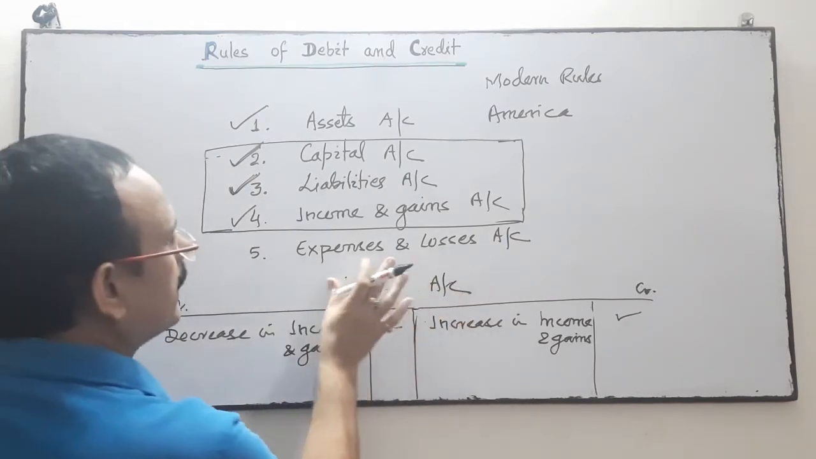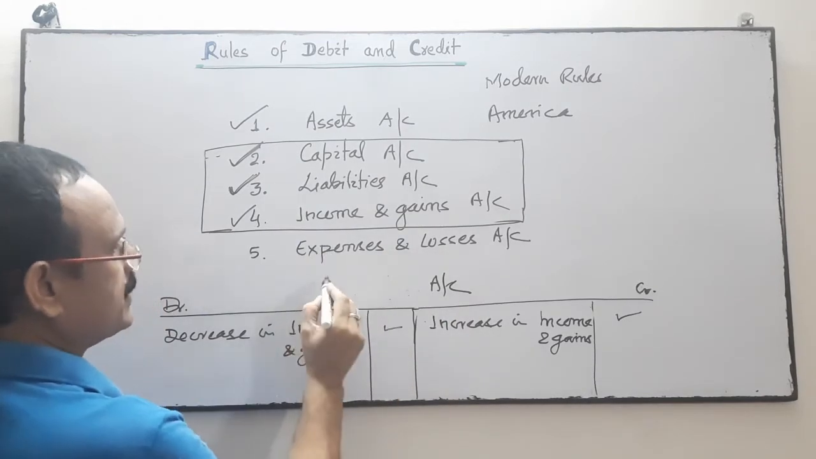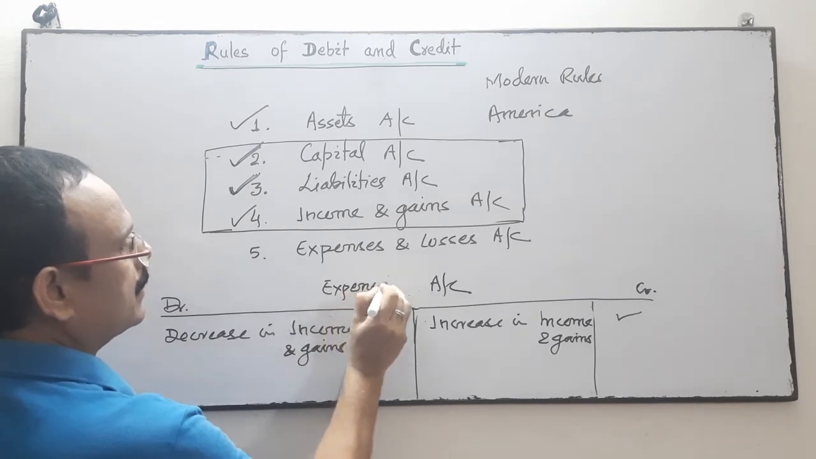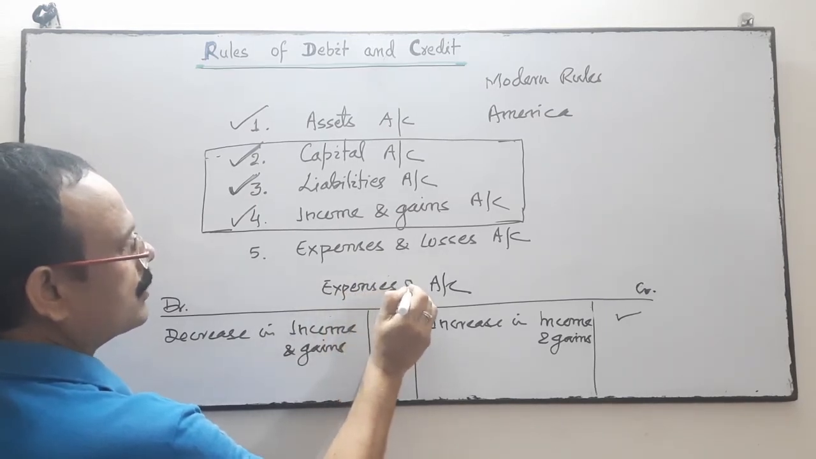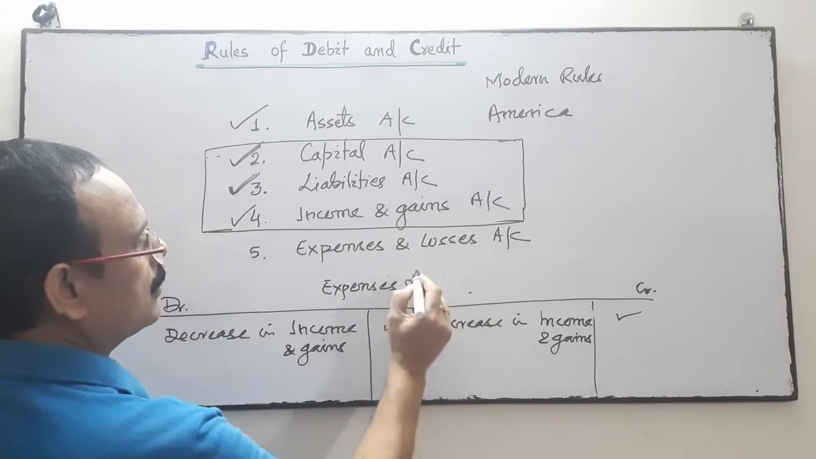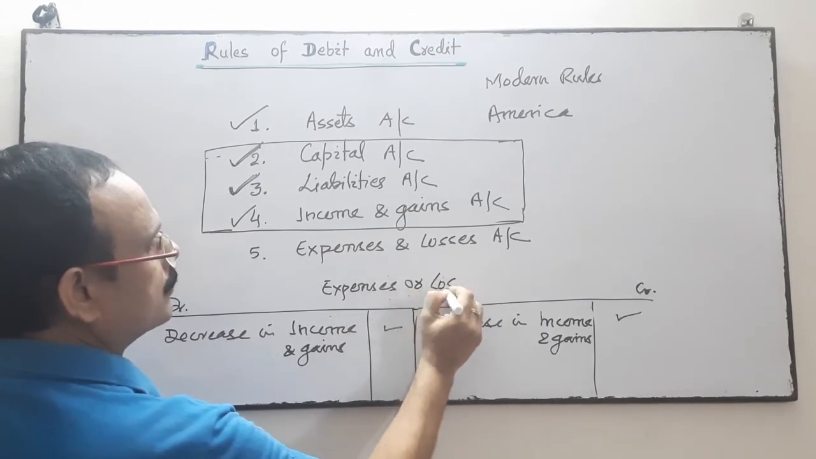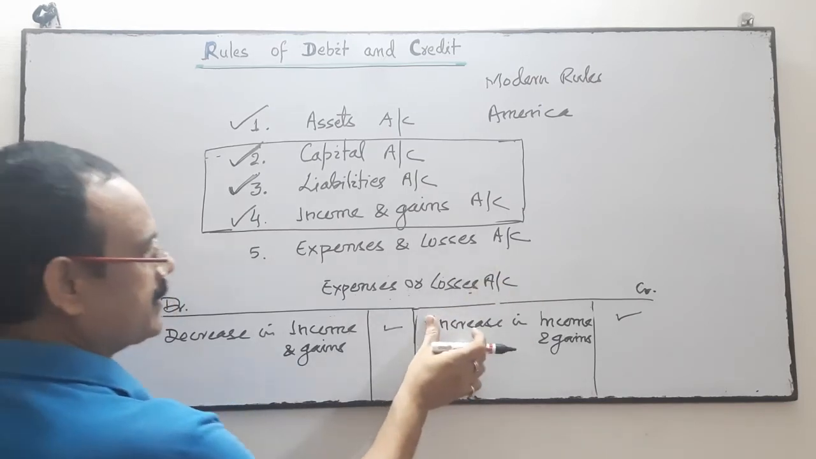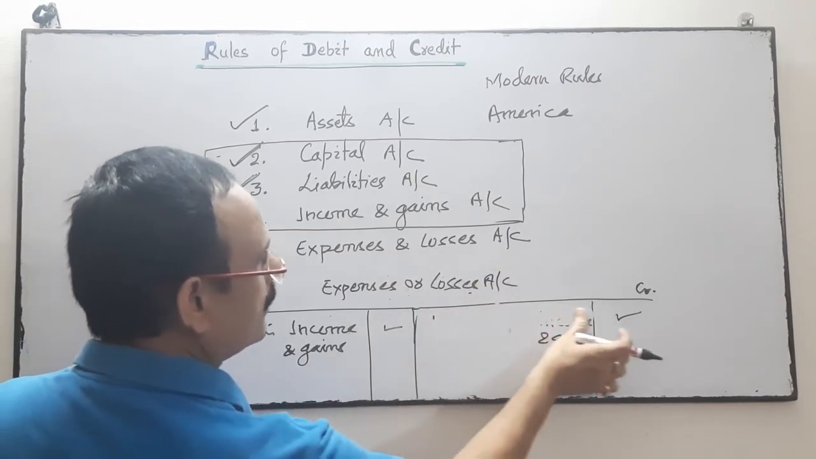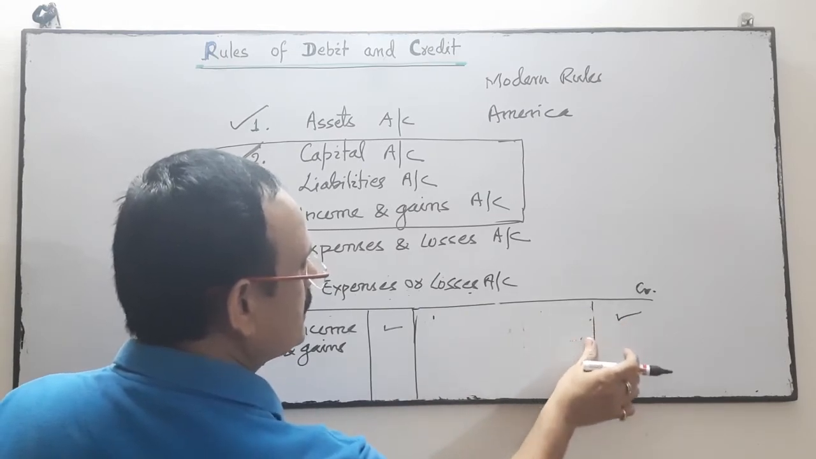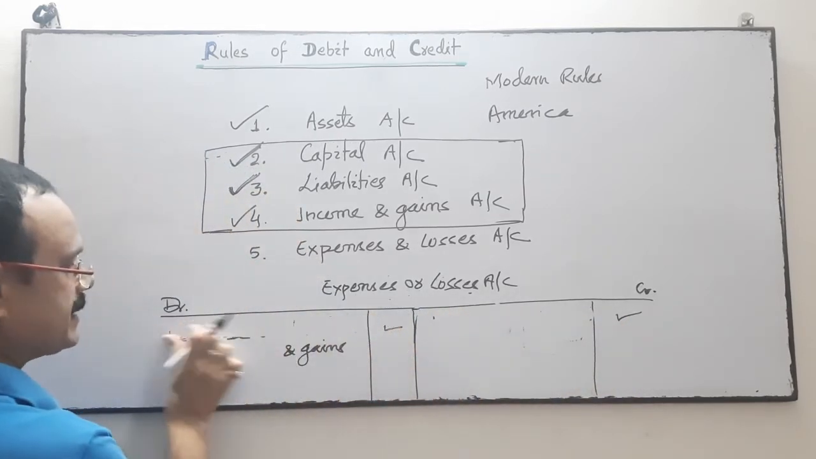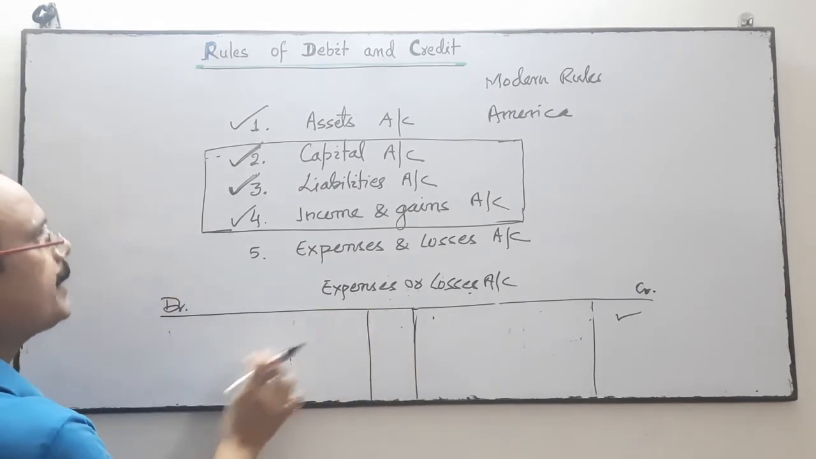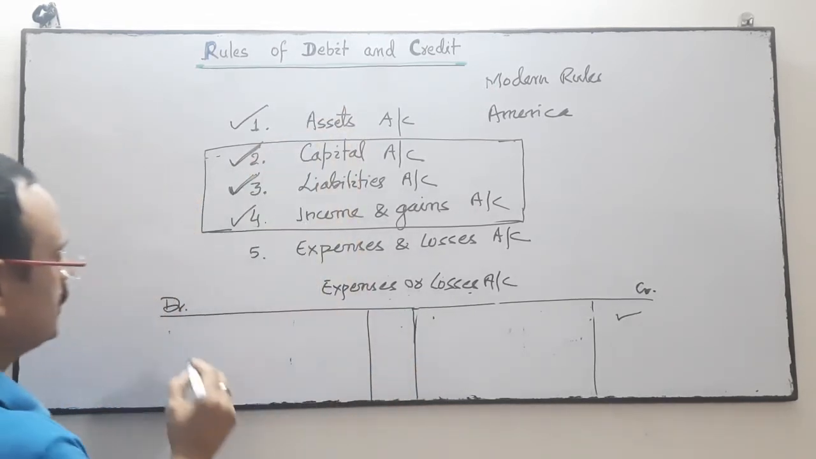Now come to expenses and losses. For expenses and losses, the rules are different. The rules applied are the same as assets rules.